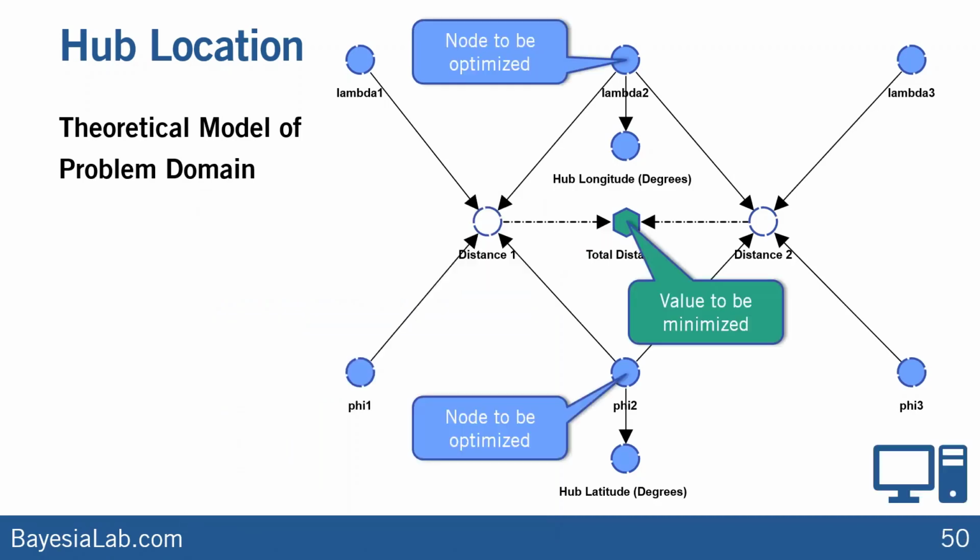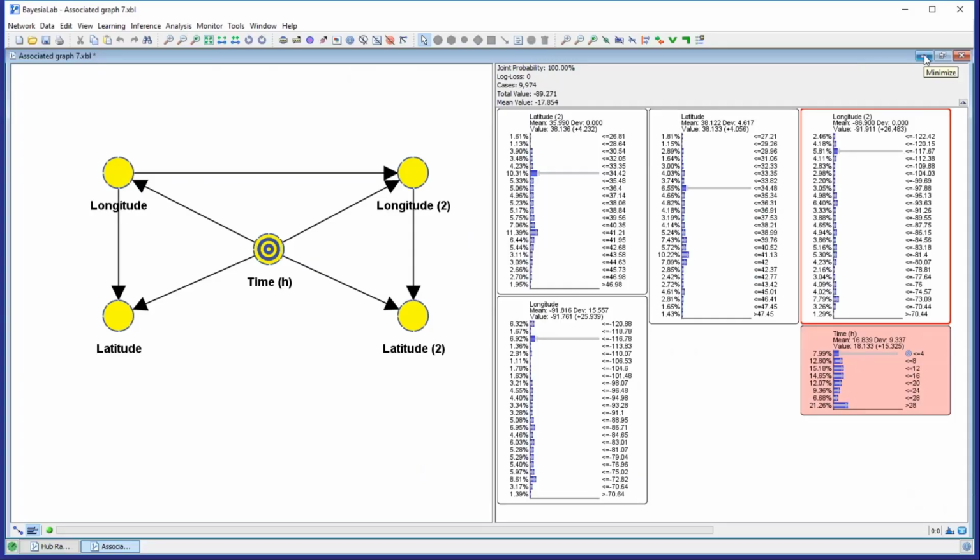So this is now our objective. We have our model, our structural model, our causal model with all the elements. And now we need to manipulate lambda 2 and phi 2 with the objective of minimizing the value of total distance. So let me swap to BayesiaLab again, and if I do this often enough, the switches will perhaps become a little bit faster.